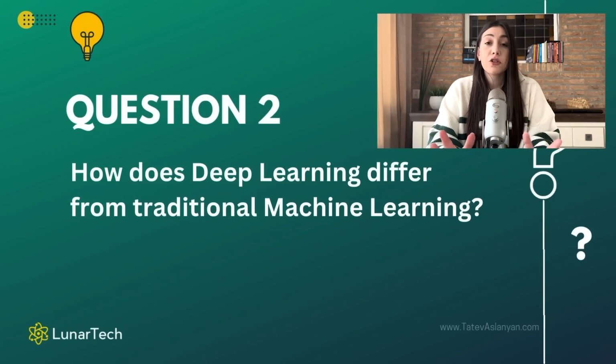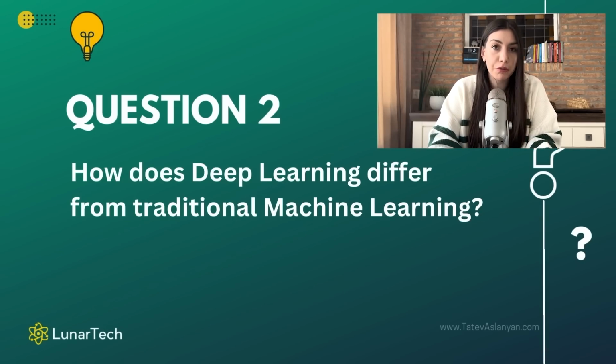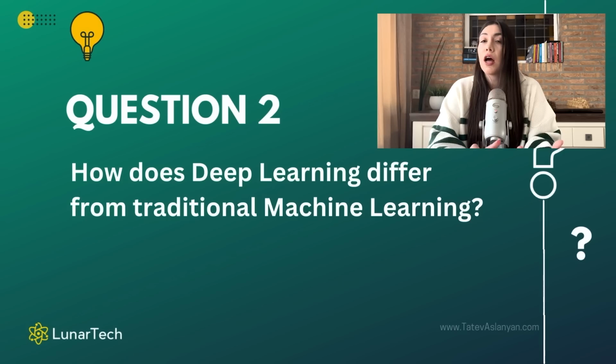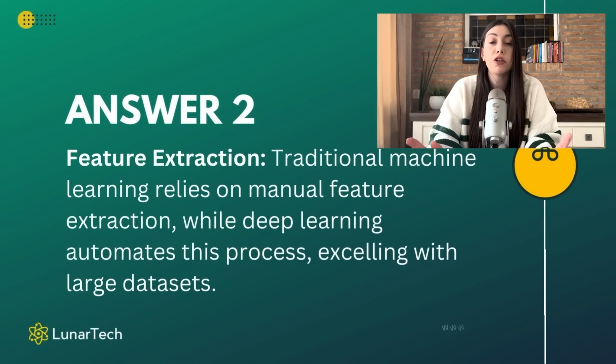So the next question is, how does deep learning differ from the traditional machine learning models? Here, your interviewer wants to understand whether you know the main advantages of deep learning models compared to machine learning models. So do mention a few examples of traditional machine learning models, and then mention a few examples of deep learning models, and try to put the focus on one or two advantages of the deep learning models.